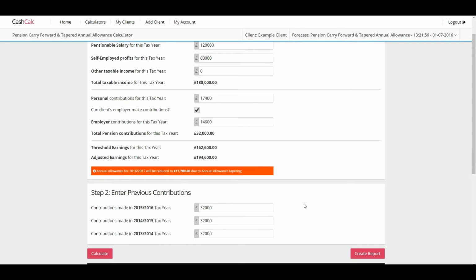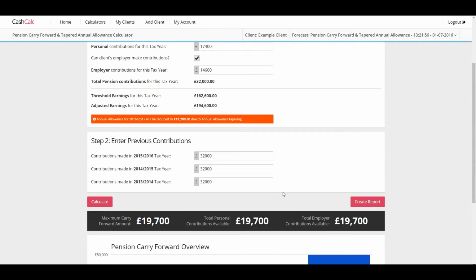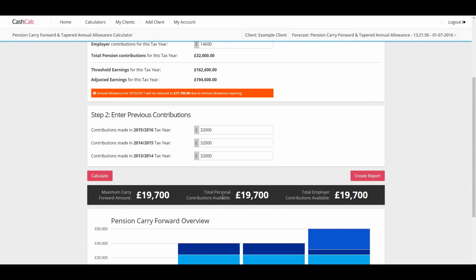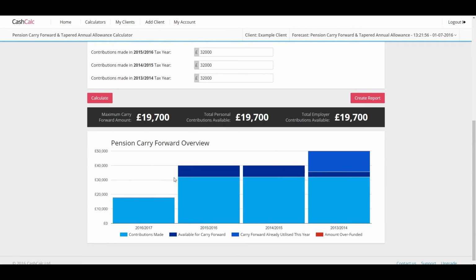But of course, what we do know is that he can use carry forward. Looking at the previous tax years, he didn't do any private pension contributions. So 32,000, 32,000, 32,000 for those 3 years. And you can see that he's got a problem this year because he's capped at 17,700. He's got spare capacity to use carry forward back to 2013-14.